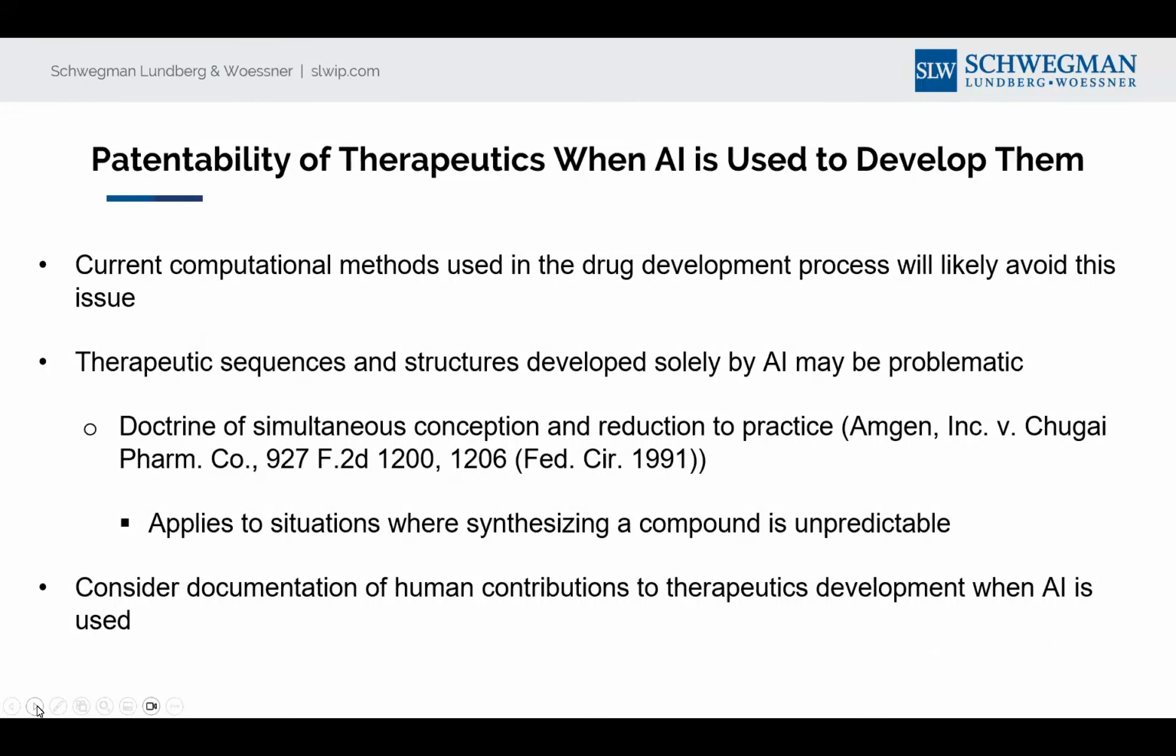But I think the main takeaway from this is that it's a really unknown area. Like I mentioned, there are no specific cases in the life sciences around this, but the one takeaway I think is to consider documenting human contributions to therapeutics development when AI is used. Whether that's in the models themselves or in how the therapeutic is being developed, I think it's important to make sure those human contributions are there, just in case at some point down the road this becomes more of an issue. You can always point to that, and you can overcome that sort of argument.